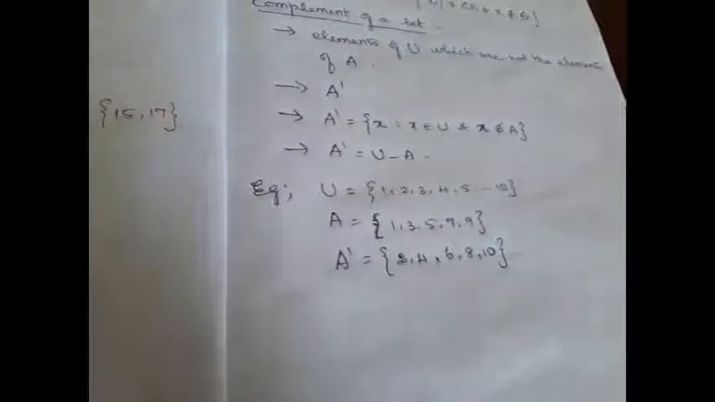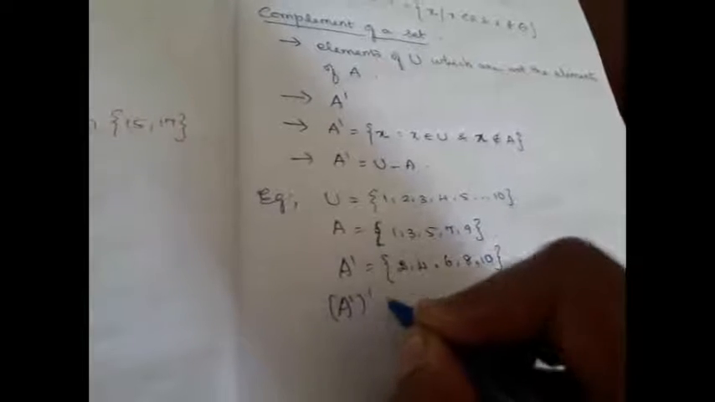So this is A dash. Now let us check out what will happen if we find the complement of the complement of a set, in the sense A dash the whole dash. Now I am going to find the complement for this set. Complement means what? We compare this set with the universal set, leave the common elements and write the remaining elements.